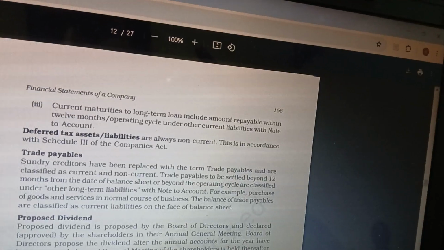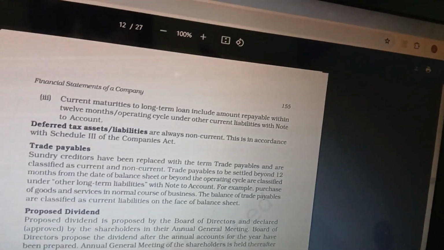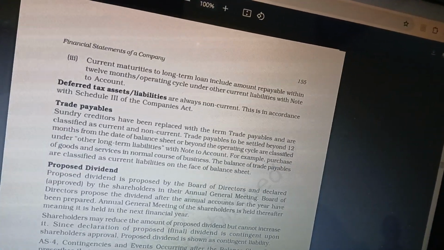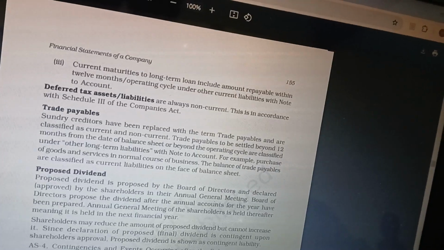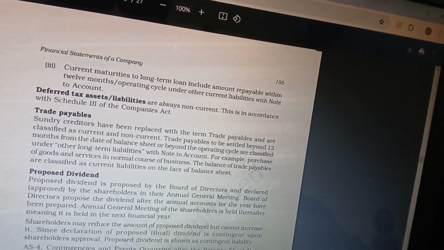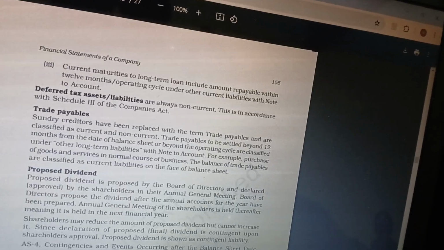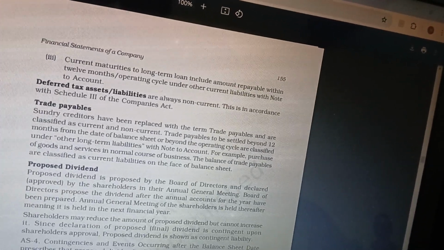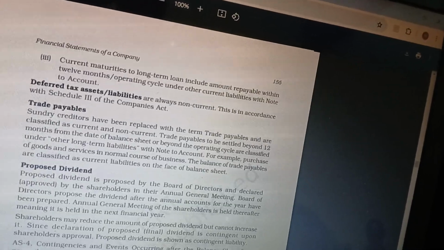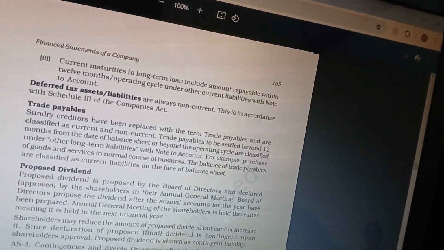Long term, if it is not paid, if it is paid within 12 months, that's classified as current liabilities. Then regarding proposed dividend. Proposed dividend is proposed by the board of directors and declared by the shareholders in the annual general meeting. That is, the board of directors agrees to pay a certain amount of profits to the shareholders. That is the proposed dividend.